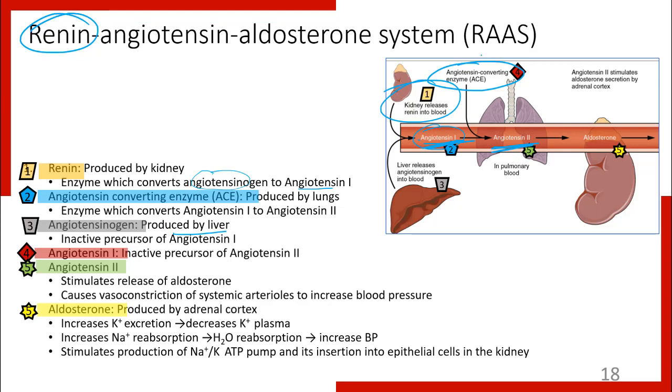And angiotensin 2, by its name, if you look at the word angiotensin, angio refers to blood vessels, tensin refers to pressure. So what angiotensin 2 does is it increases blood pressure through the vasoconstriction of systemic arterioles. So that's a direct effect of angiotensin 2. Another effect of angiotensin 2 is that it stimulates the release of aldosterone from the adrenal cortex. And what aldosterone does is it increases excretion of potassium, it increases reabsorption, return of sodium back into the blood, and it stimulates the production of the sodium-potassium ATPase pump.